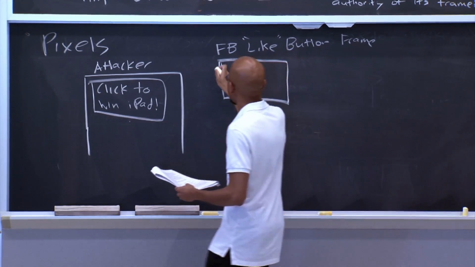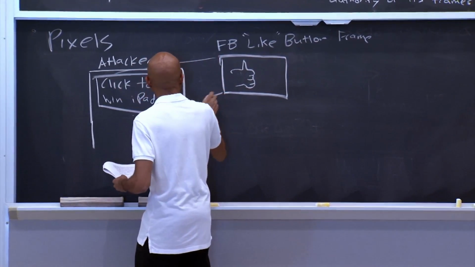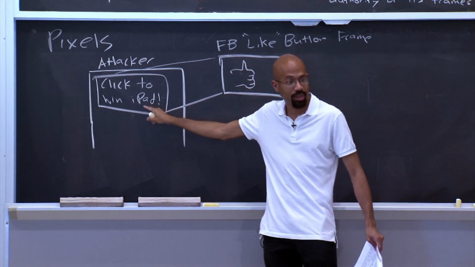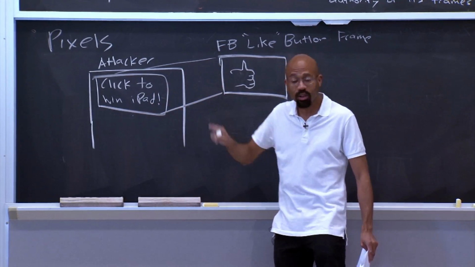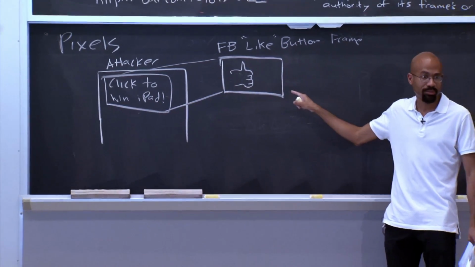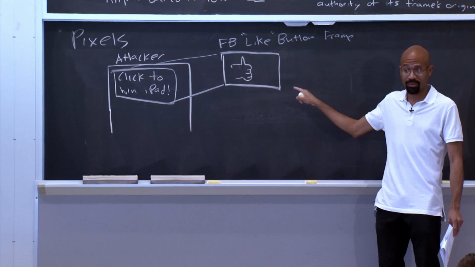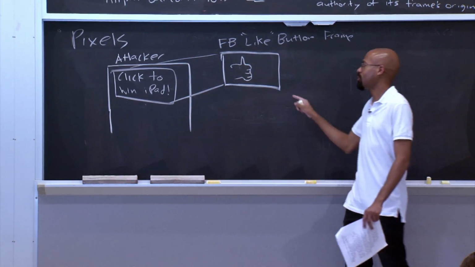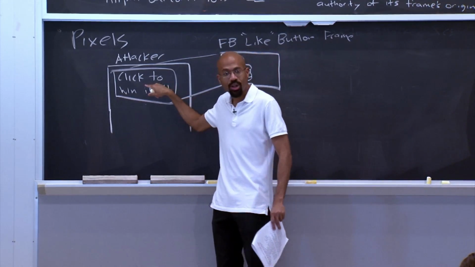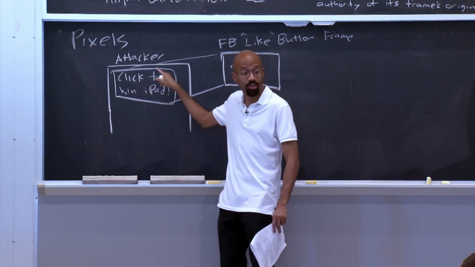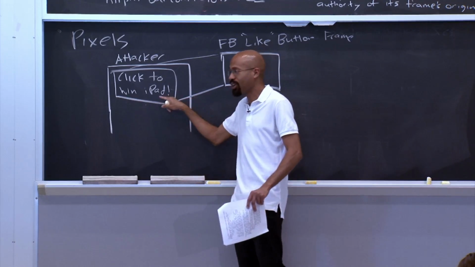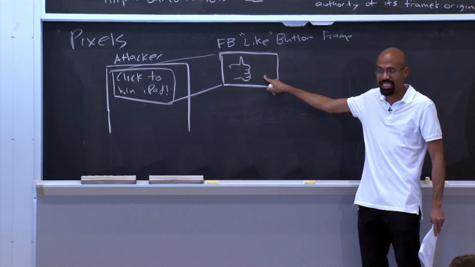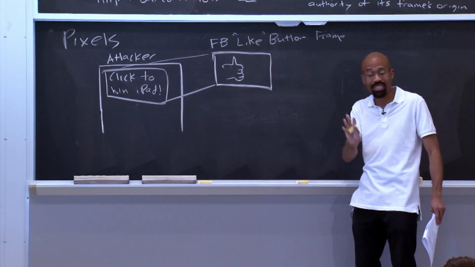Now what the attacker can do is overlay this frame on top of the click to get the free iPad and also make this invisible, right? So CSS lets you do that. So what's going to happen? As we've already established, everybody wants a free iPad. So the user's going to go to this site, click on this area of the screen, thinking they're going to click here and get the free iPad. But in reality, they're clicking the like button that they can't see. That's invisible, layered atop the Z index.